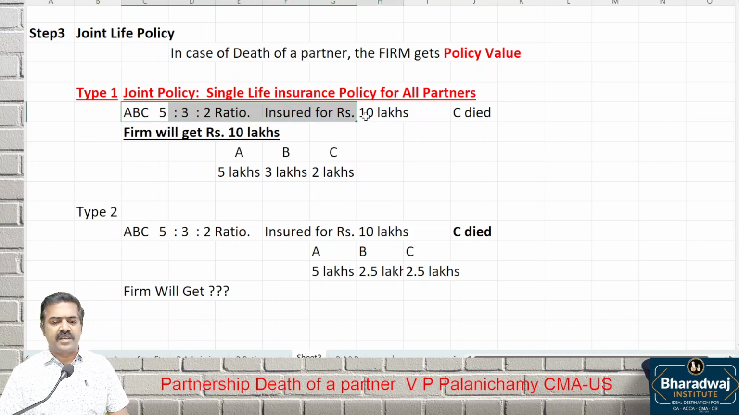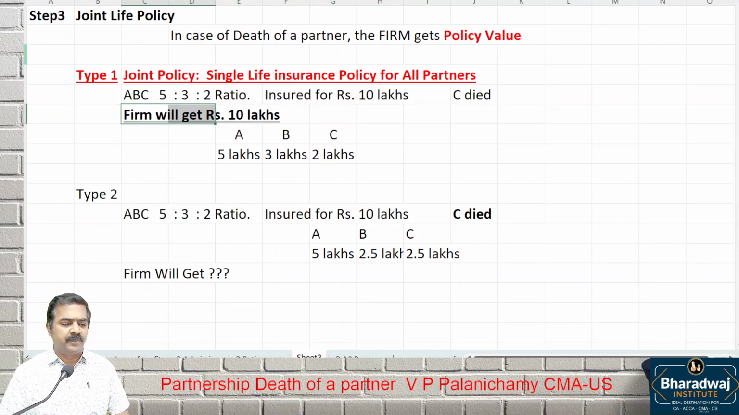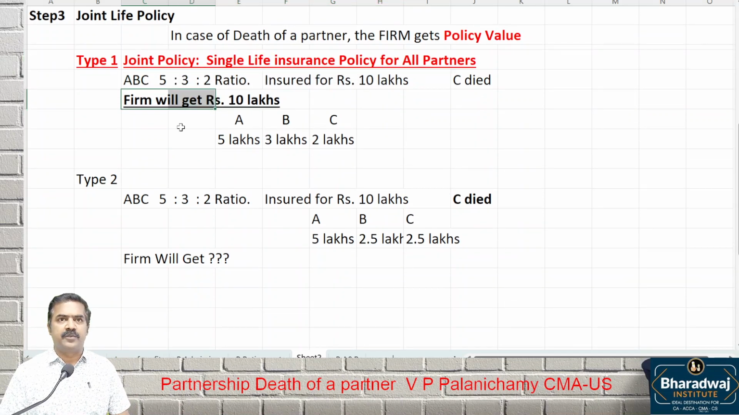First case, right? It is a joint policy. What is a joint policy? 10 lakhs. Even if one partner dies, the firm will get the full policy value. In this case, who died?